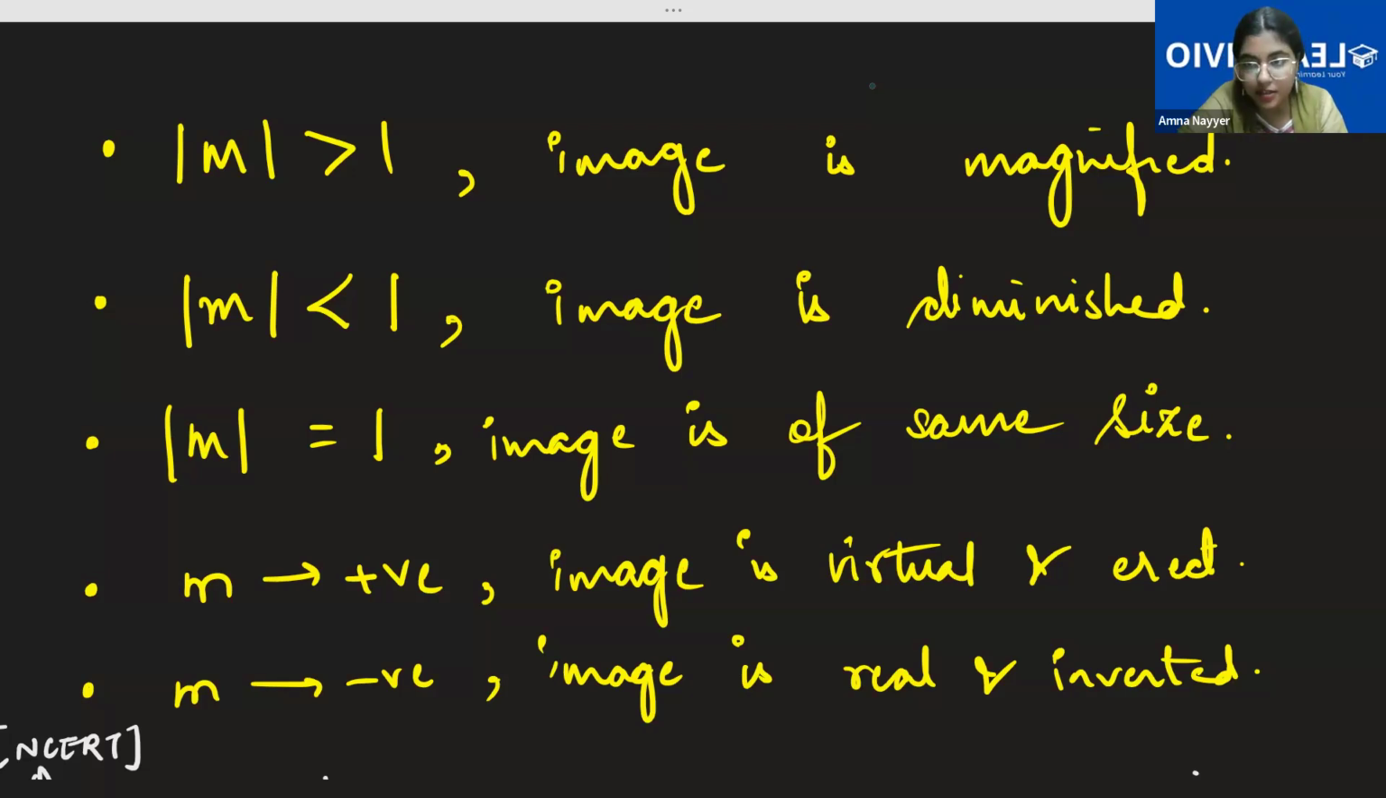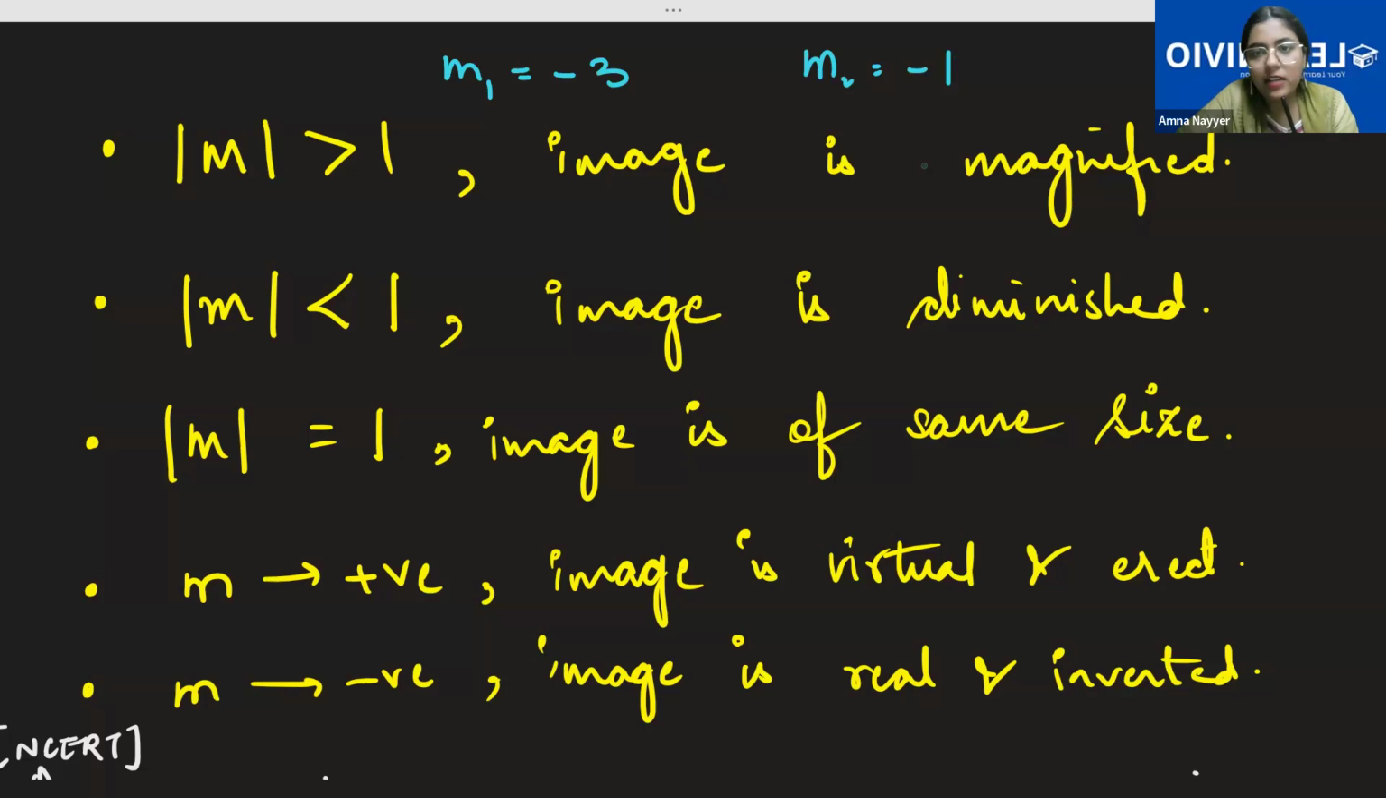So image is diminished. And if the ratio is exactly the same, means both have cancelled each other. It means both the values must have been the same. So image is of the same size, same height. Image is exactly of the same height as that of object. Neither magnified nor diminished. So you check the magnitude. I'm again saying magnitude. Just tell me one thing. I am giving you one magnification as, let's say -3, and I'm giving you the next magnification as -1.